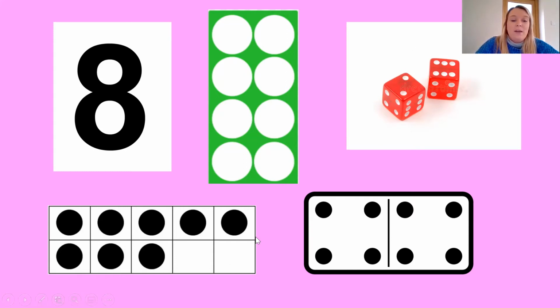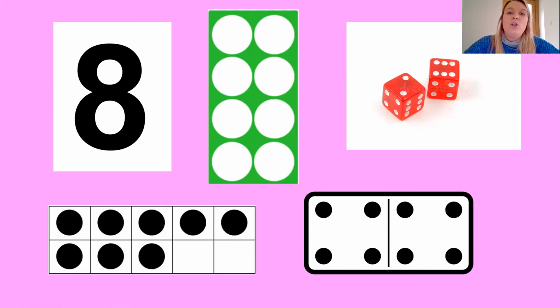We've got a tens frame here with 8 on. We've got 5 along the top. 6, 7, 8. We've got a 5 and a 3 that make a total of 8. 5 and 3 make a total of 8. We've also got a domino, and this is showing us how many here? 4 and 4. 4 and 4 makes 8.